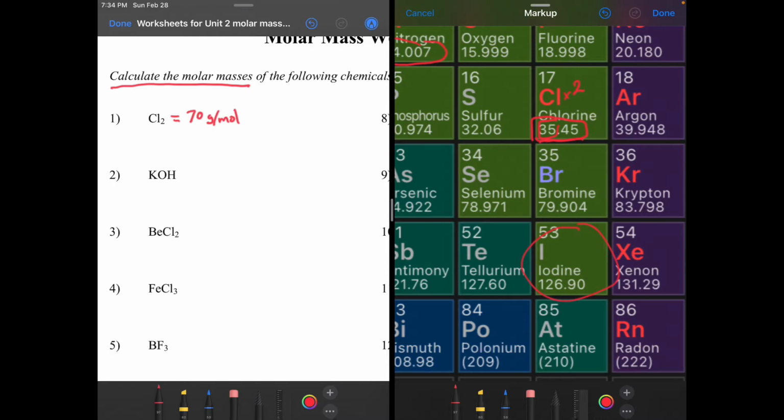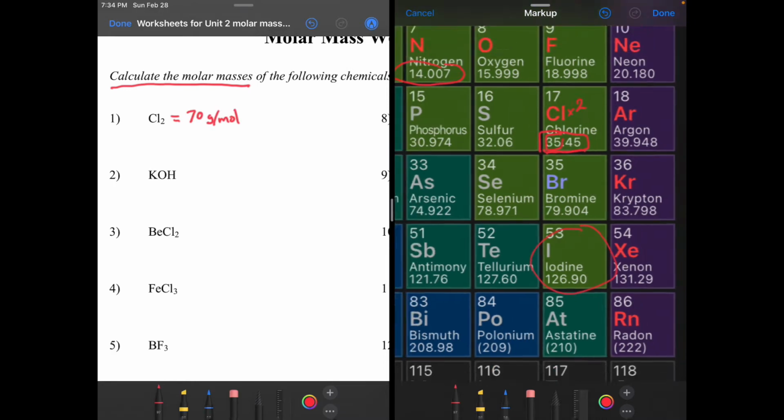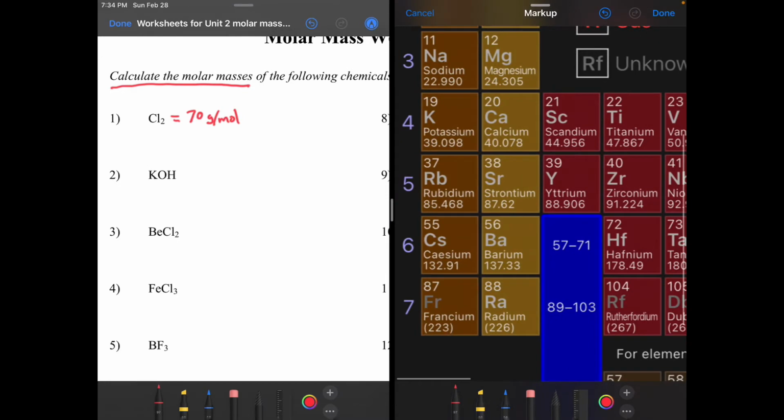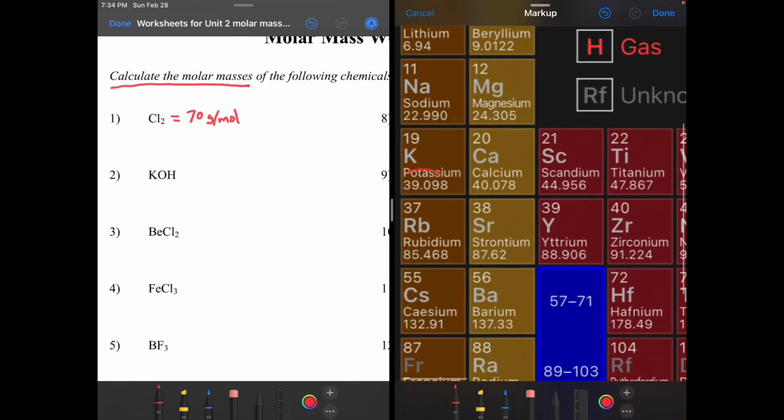Let's do KOH, which is potassium hydroxide. And so we're going to go over here. We're going to find our potassium. And our potassium has a molar mass of 39. We're going to round it. Okay, so we got 1 potassium, we've got 1 oxygen, we've got 1 hydrogen. And so we're just going to write this down, 39 for potassium, oxygen, and hydrogen.